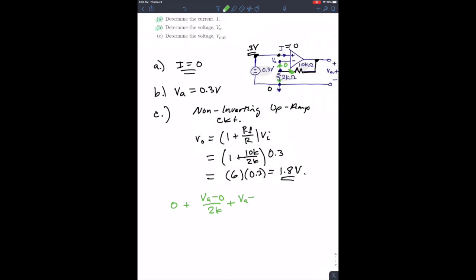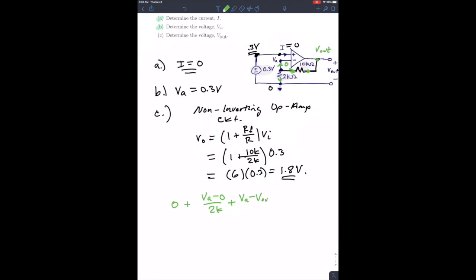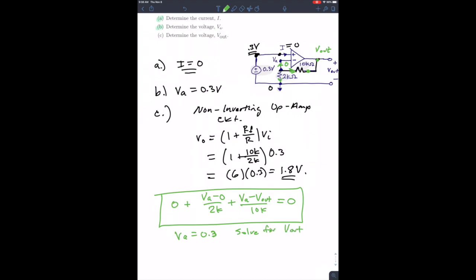VA minus, alright, so here's V out, right? So V out, slide the dot. This would be V out, VA minus V out divided by 10K equals 0. So this is an equation. You know VA is known, VA is 0.3. You can solve for V out. So you didn't need to recognize that this was a non-inverting op-amp circuit. You could have just written a simple node equation to get that answer.